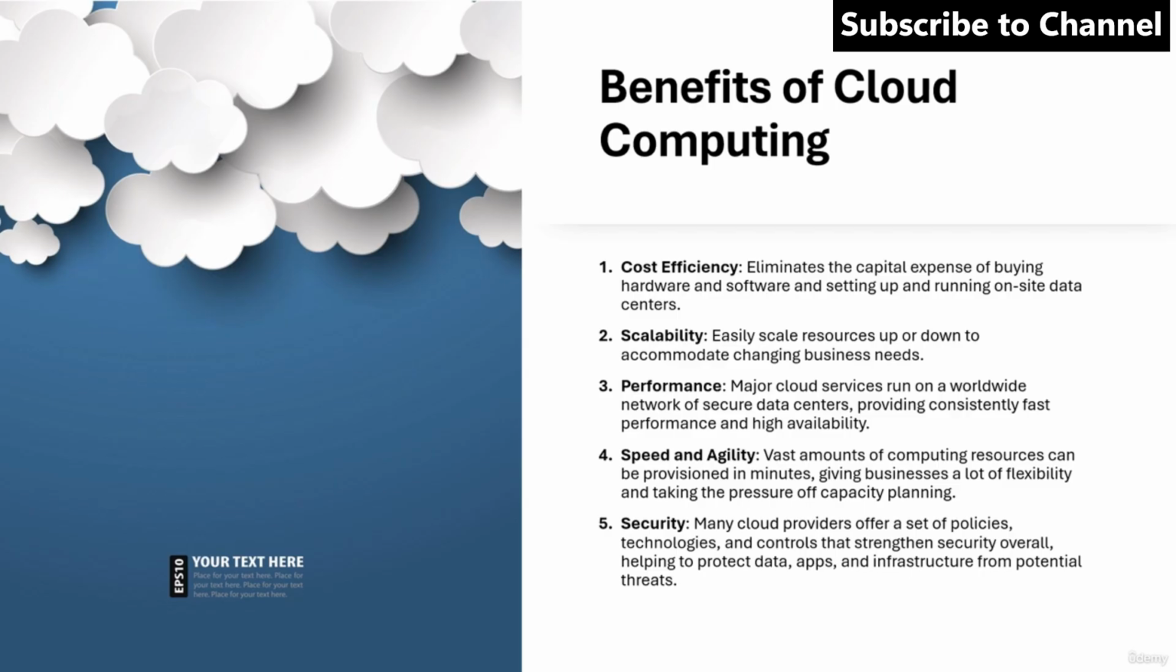Performance: major cloud services run on a worldwide network of secure data centers, providing consistently fast performance and high availability. These are big companies mostly, like Google, Amazon, Microsoft, who have a lot of money, so they invest in a lot of servers, and they can give you 24 hours, 365 days performance and availability.